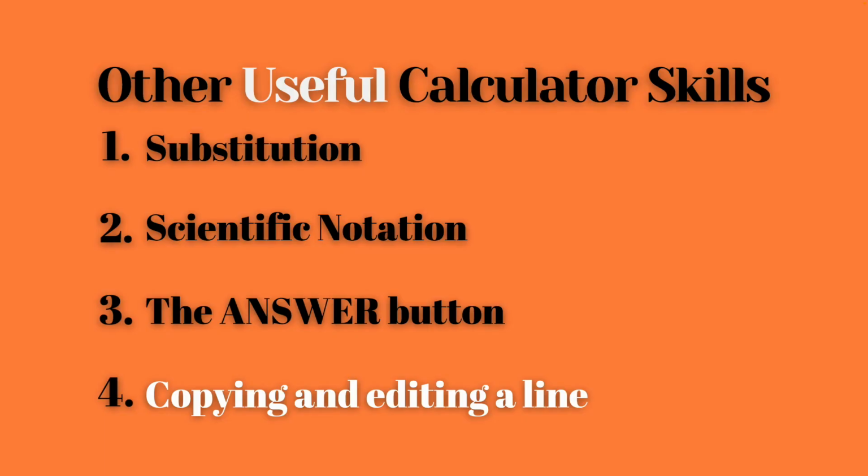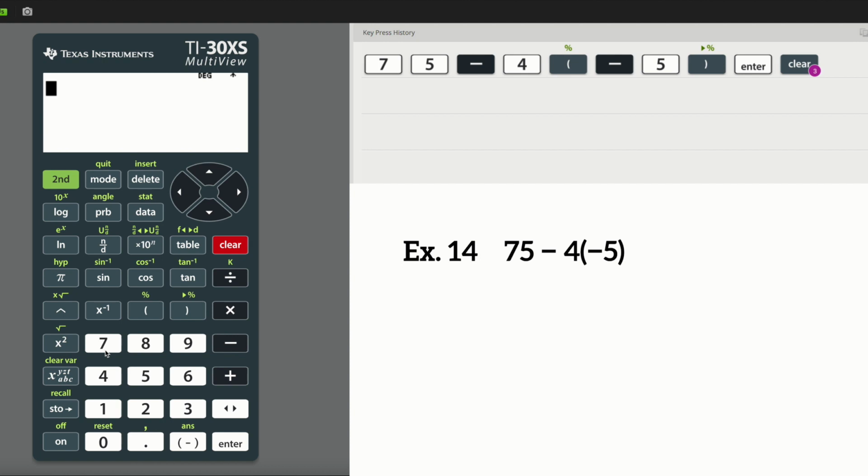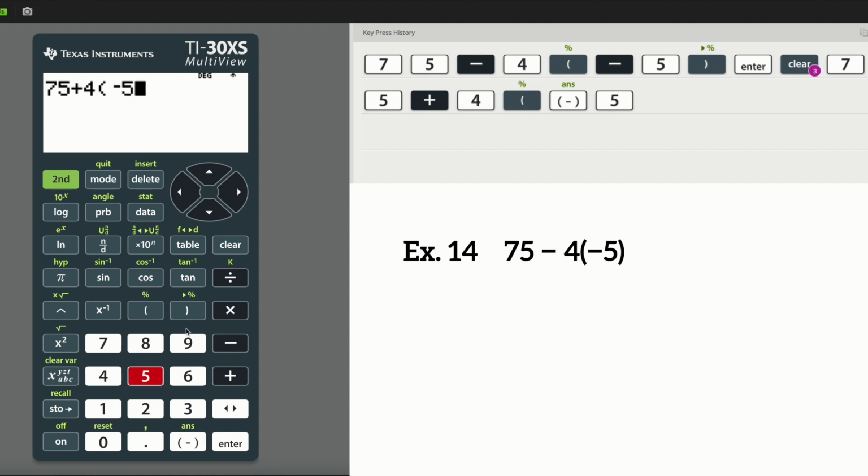This final skill comes in particularly handy when you're doing quadratic equations, which again, you'll see in Unit 1. But that is the fact that you can copy and edit a line of your input in your calculator. So I want you to imagine that you had put this example into your calculator, but you put it in wrong. Imagine with me that you accidentally typed 75 plus 4 times negative 5. And then you looked back and said, oh, there's a mistake. Now, you could retype the whole expression out again. Certainly that would be fine. But when you have longer ones, it would end up being a lot of work.